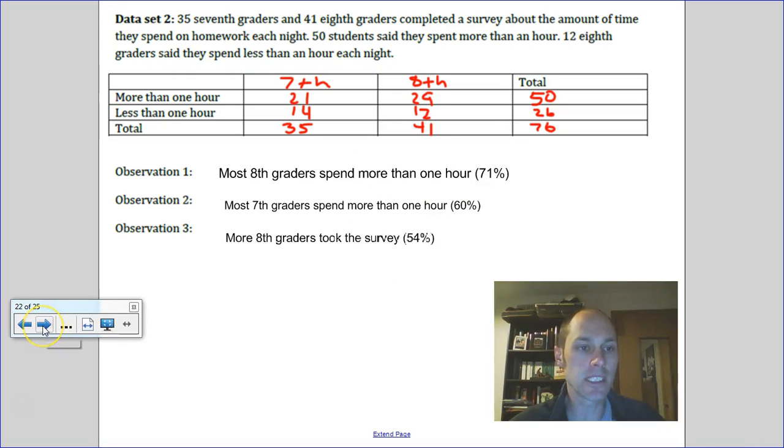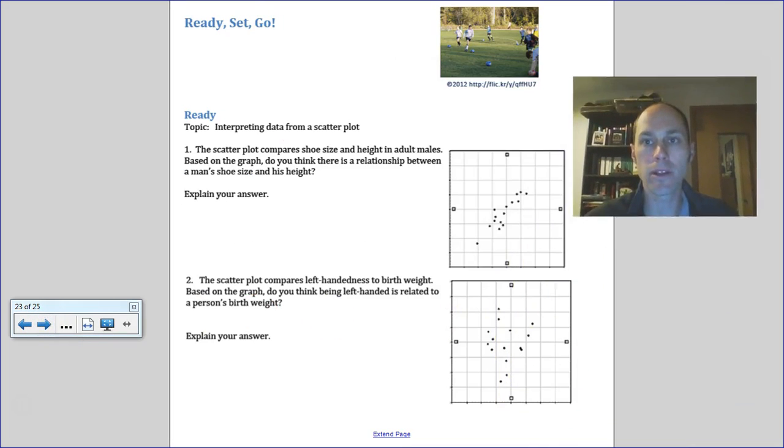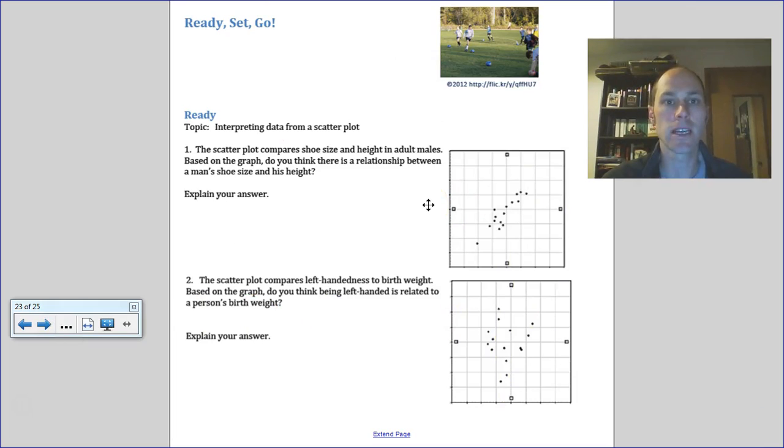So those are two-way frequency tables. Hopefully you're more familiar with how to create, read, and interpret those. Your homework that you can do in class, take a look at scatter plots, which we looked at earlier in the year. So take a look at the scatter plot showing the relationships between 2 variables and explain if there's a relationship. Is there much correlation between those values? Remember we talked about positive, negative correlation.